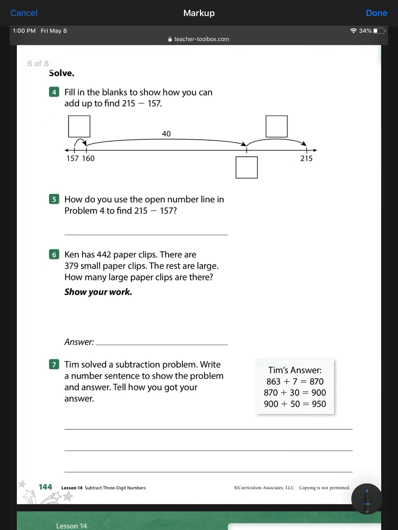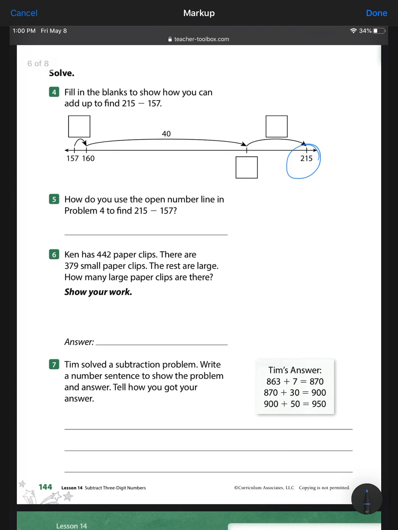We're going to mark it up. Okay, let's go to number 4. Fill in the blanks to show how you can add up to find 215 minus 157. So this we're going to do a little bit different way, and this is the way that I know we've been working some with iReady. This is the way that they do it. So let's do number 4 together now.